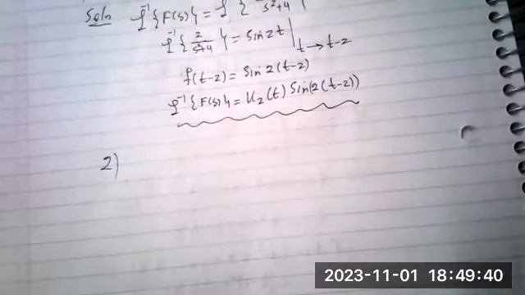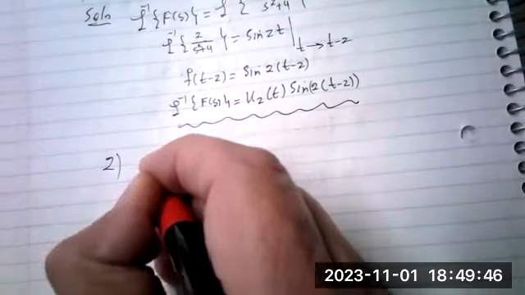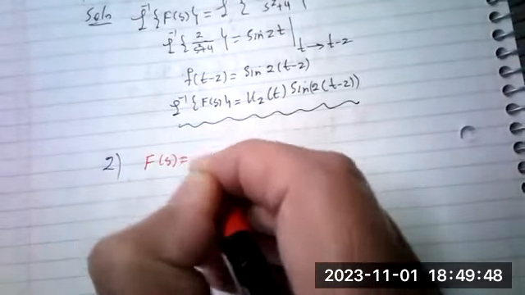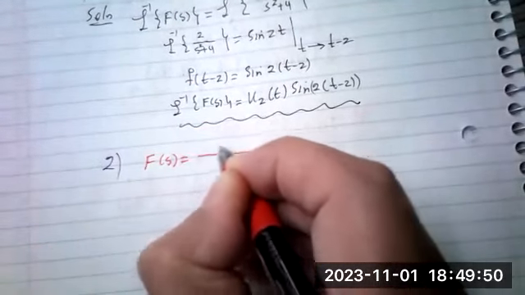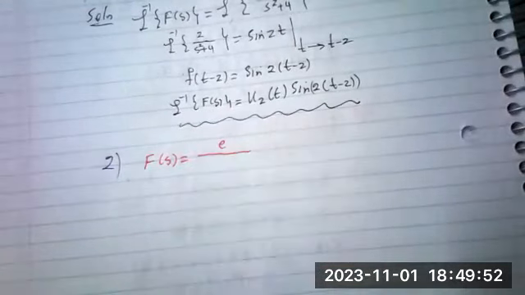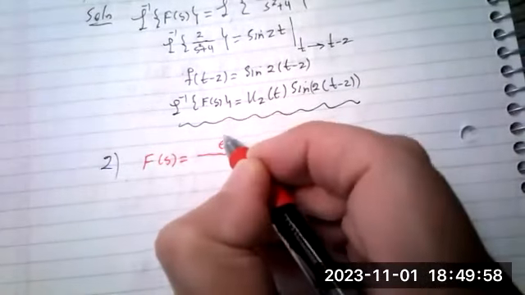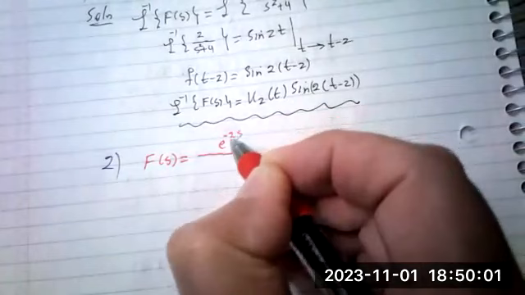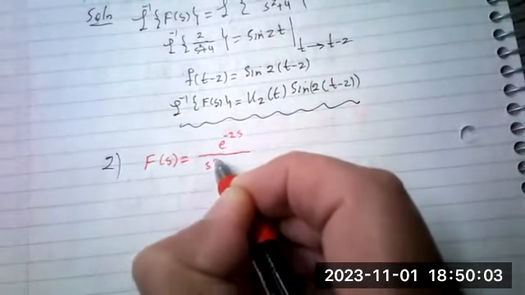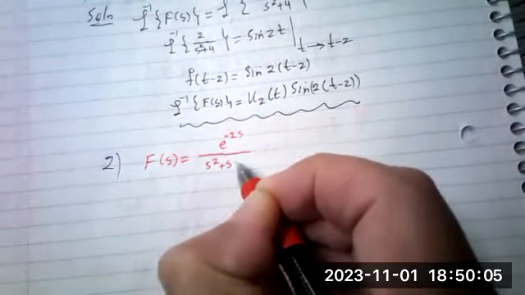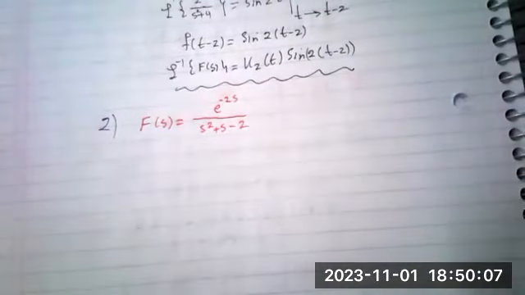How about the next one? Let's see if we can do it. Are you ready? F of s equal to, you see, it's very easy to make these questions. Whatever we have before, we multiply by e to the something. So how about e to the negative 2s again, over s squared plus s minus 2? Let's see if you remember this one.